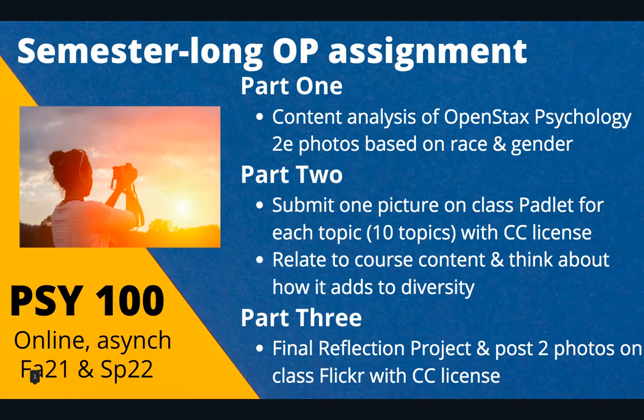And then part 2 was for every week for about 10 topics. So it was about 11 or 12 weeks. They submitted one picture on a class Padlet for each topic, and they said what the CC license would be. They were supposed to relate it to course content and also think about how it adds to the diversity of available photographs. And then part 3 was a final reflection project, and they posted 2 photographs on a class Flickr, which is openly available, with a CC license.